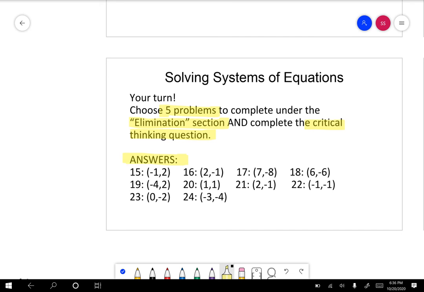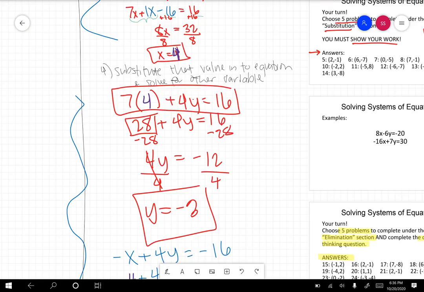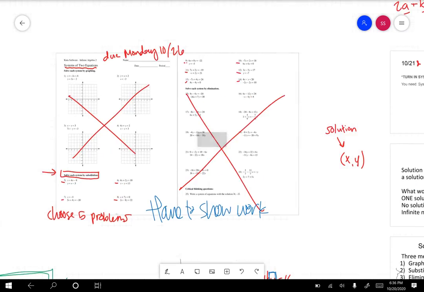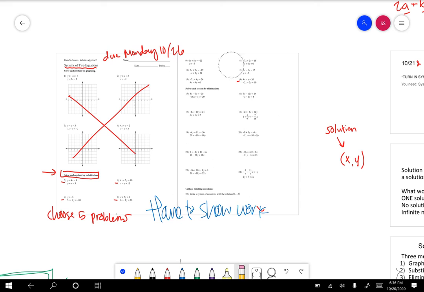So let me show you the worksheet. So it's this same worksheet, and now I can kind of get rid of some of those marks on there.